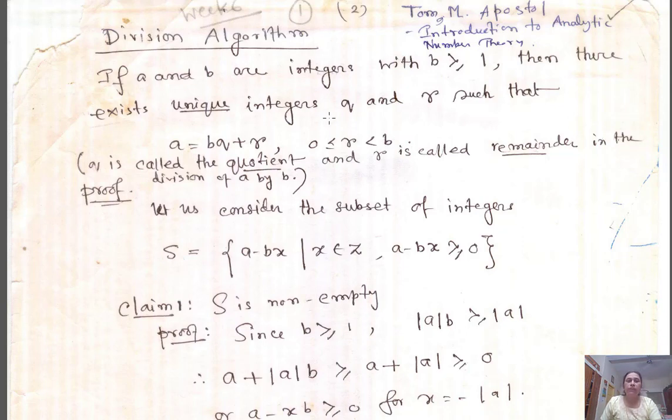Using the well ordering principle of the set of positive integers, we can prove this. Here we have mentioned b greater than or equal to 1, but it can be proved for any b not equal to 0. When a is divided by b, there exists a unique quotient q and unique remainder r such that a equals bq plus r. Let us now go through the proof.